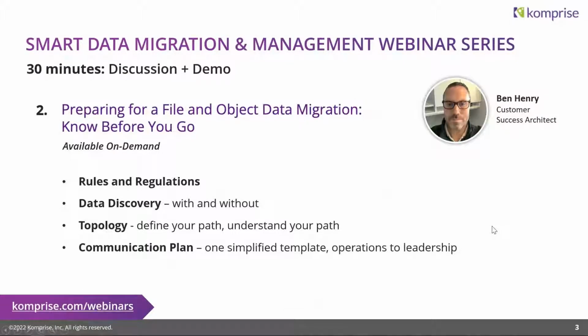The second one actually took a step back and talked about preparing for a file and object data migration. We had Ben Henry, who's our head of customer success architecture, who works with some of the biggest Komprise customers, and he did a deep dive into all the things you need to think about and prepare for in terms of rules and regulations, preparations, data discovery, topology. It was a really good session. I recommend you take a look at that. We have posted it on our YouTube channel and on our website. It's really important to understand your infrastructure, your network, and do the right things before you even consider moving file and object data to the cloud.